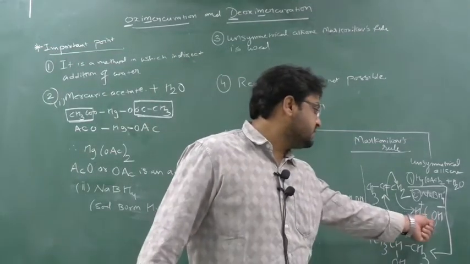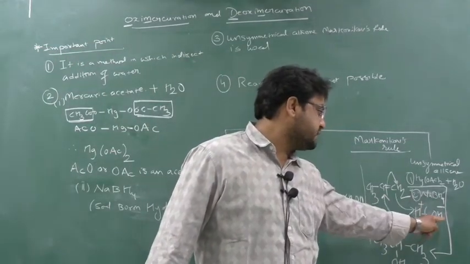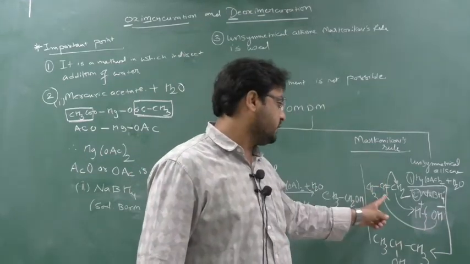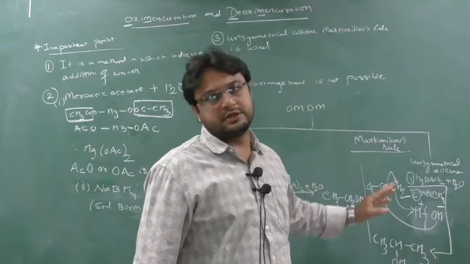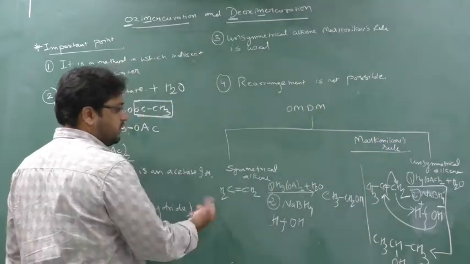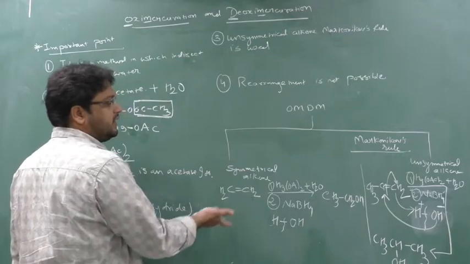Here Markovnikov's rule is followed. Clear? When you see the mechanism, you will understand in detail. But you can see here that you can attach OH anywhere. Why? Because here it is a symmetrical alkene, and for a symmetrical alkene Markovnikov's rule need not be used.